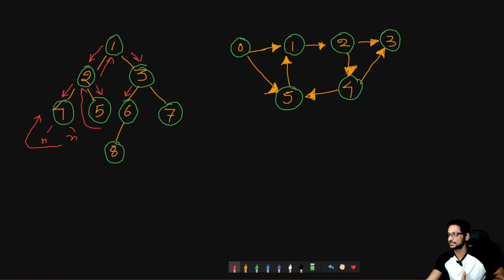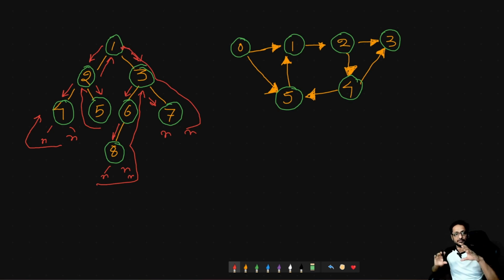We're going to go to 6. From 6 we're going to go to 8. 8 doesn't have any children, null, so we're going to backtrack and go to 3. At 3 we have a right child, so we're going to go right and reach 7. 7 doesn't have any children, so we're going to backtrack and go to the root. And that's how DFS works in case of a tree.